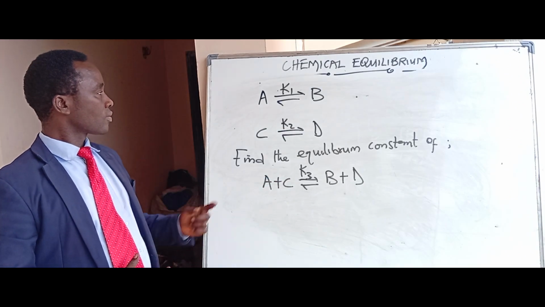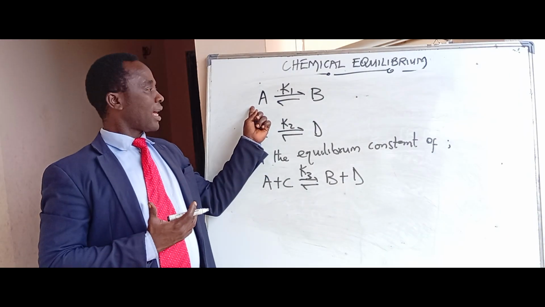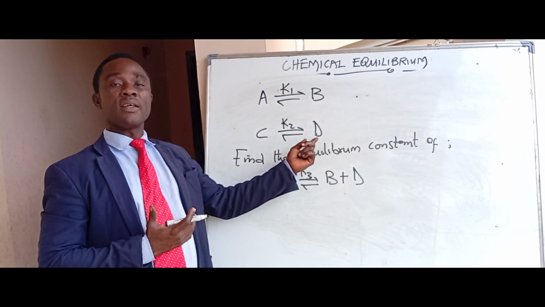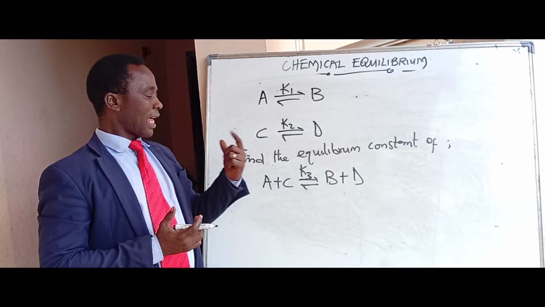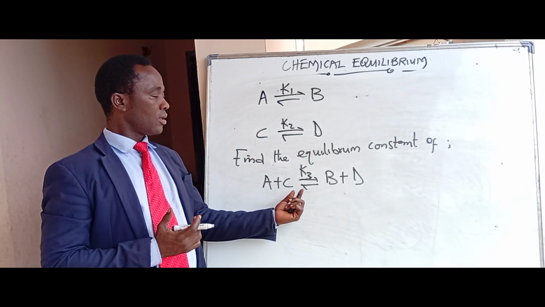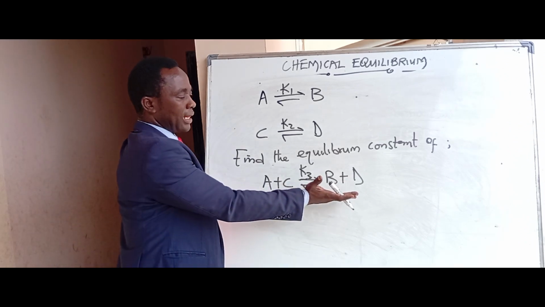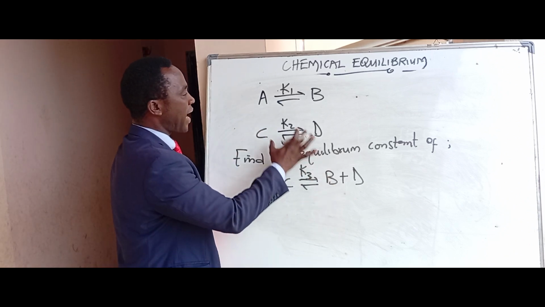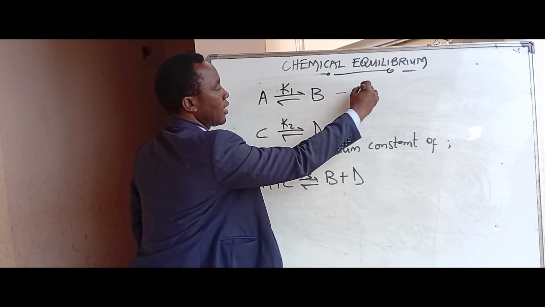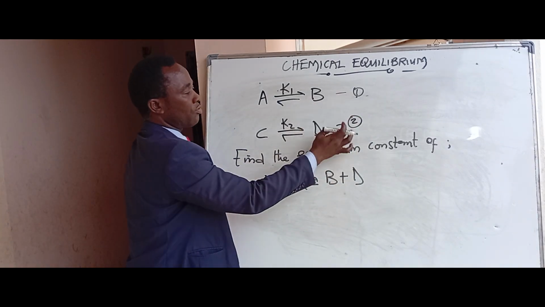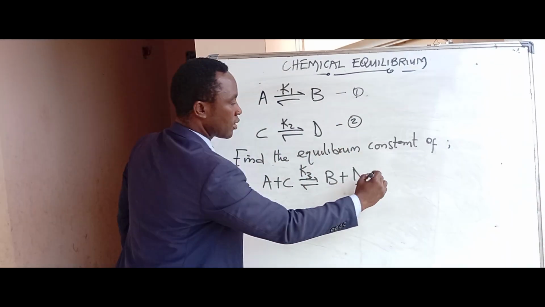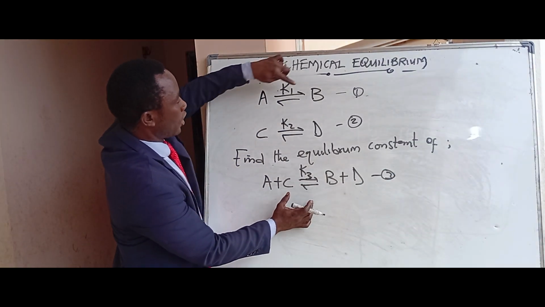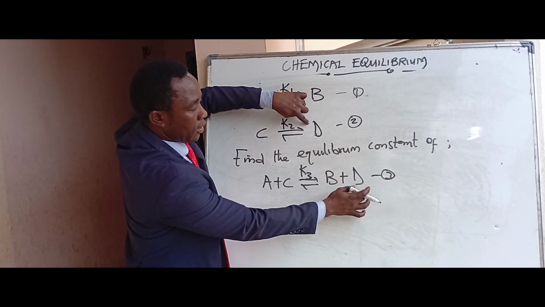Now, what I mean is this. First chemical system in equilibrium, A produces B, is K1, and C produces D is K2. And they now ask you to find the equilibrium constant of A plus C to give B plus D. If you look at this chemical reaction, you actually know that it is obtained by adding these two reactions. This is 1 and this is 2. It is 1 and 2 that we added up to produce the third one, which is 3. That is A plus C to give B plus D.